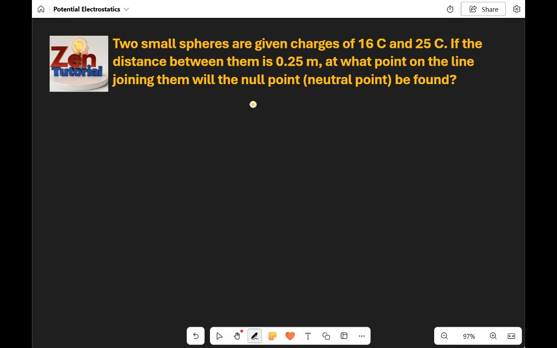Two small spheres, one is, let's say, this one, another one is this one, and this is positive 16 Coulomb and this is positive 25 Coulomb. They are separated by a distance of 0.25 meter.